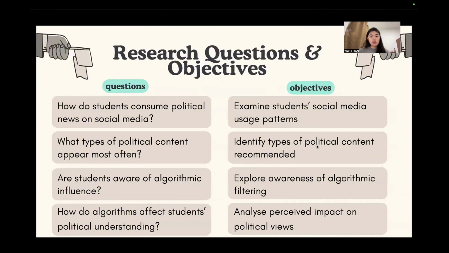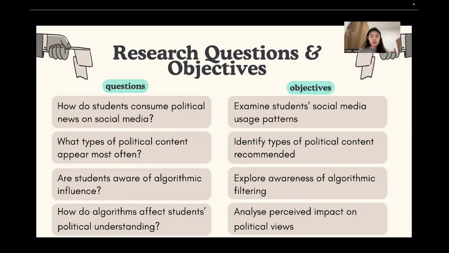Research questions and objectives. The study focuses on four main questions. First, how do university students consume political news on social media? Second, what types of political content are most often recommended to them? Third, are students aware that algorithms shape what they see? And finally, how does this exposure influence their political understanding?